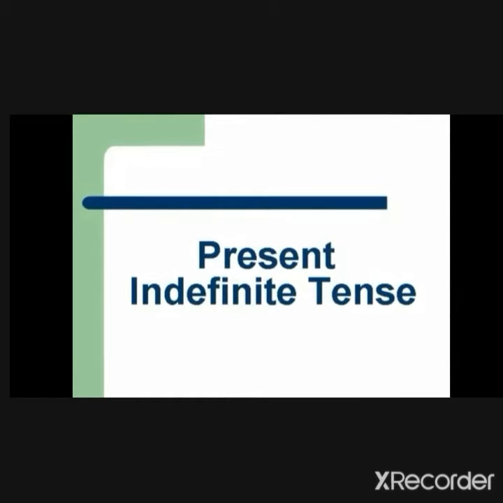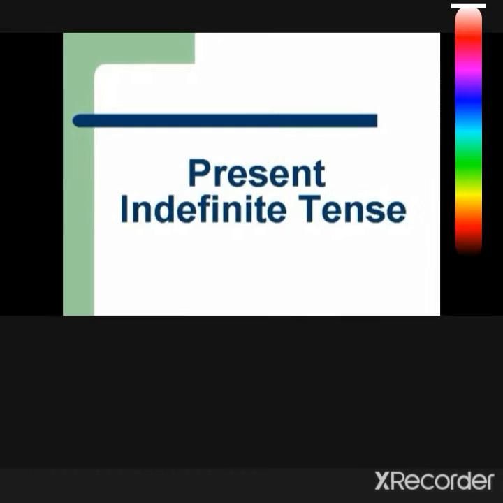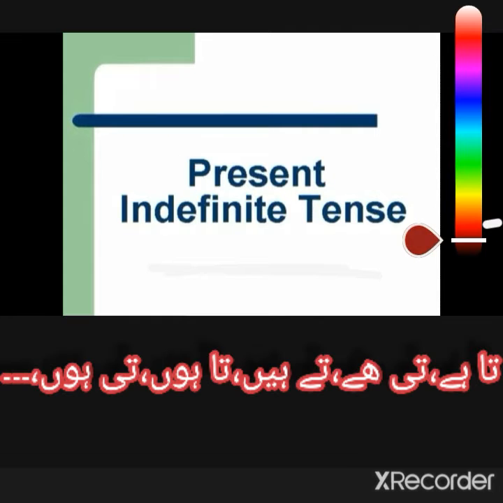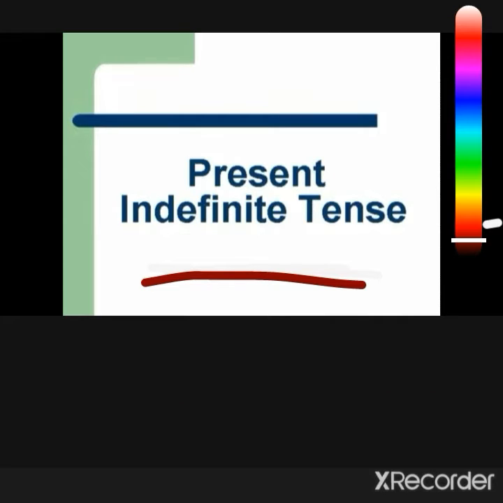Today we are going to start the portion of grammar and we are going to learn tenses. So let's start from the very first tense, which is present indefinite tense. What are the indications of this tense? When your sentence in Urdu ends in ta hai, ti hai, te hu, te hain, etc., then the sentence is said to belong to present indefinite tense.